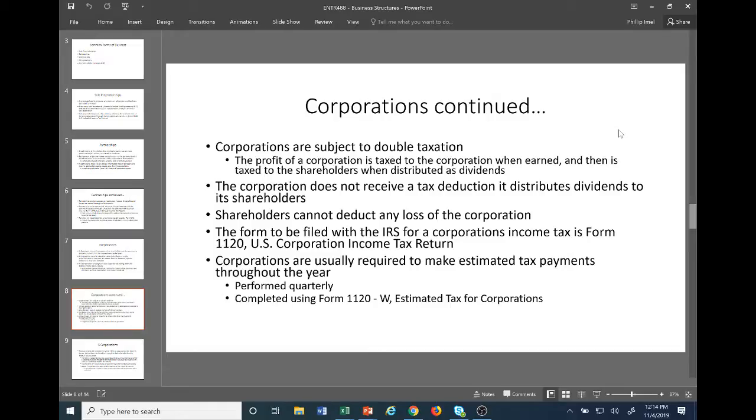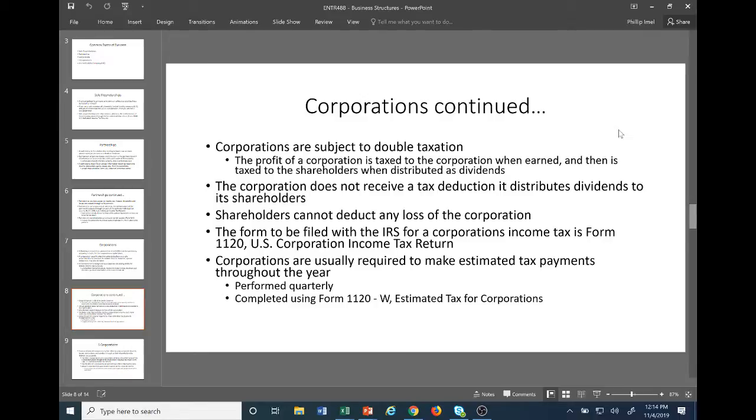The form to file with the IRS for corporations is 1120, the U.S. corporation income tax return. And obviously, corporations produce a lot of money, for the most part, and have a lot of activity. So they're also usually required to make estimated tax payments throughout the year, and that's usually done quarterly. It's completed using the Form 1120-W, estimated tax payments. And that's also a good thing too.